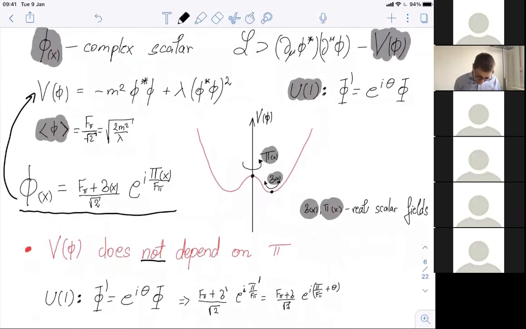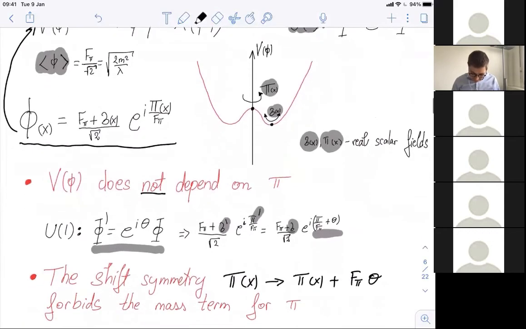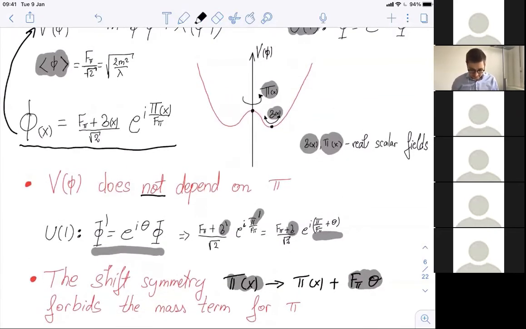So this is how the U1 transformation acts on the individual components. Phi prime transforms in this way, and then you can see that the sigma is invariant. It's a singlet. Sigma is like this, and then there is a pion. The pi prime will change in this way. This is called the shift symmetry. Pion will change under this transformation by a shift, which is basically a constant number. It depends on the group parameter. And this forbids the mass term. So you can have only derivative interactions of the pion, that is, derivative interactions are allowed by the global symmetry.